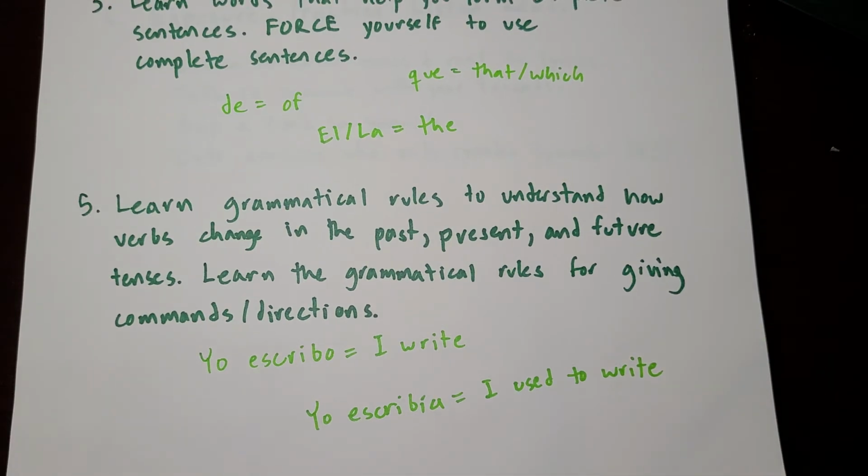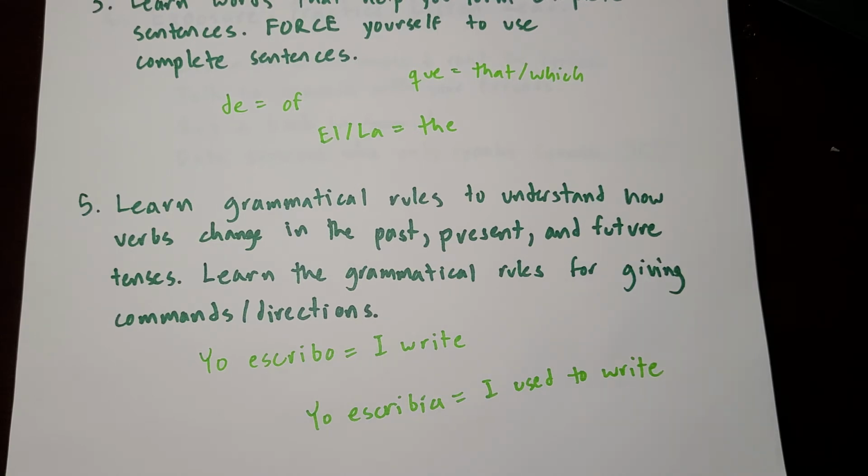So in English, we conjugate verbs all of the time. And when you learn a language, one of the most important and biggest tasks that you have is to learn how to conjugate verbs in that language. Conjugation means when you take a verb and you say who's doing it and when they did it.